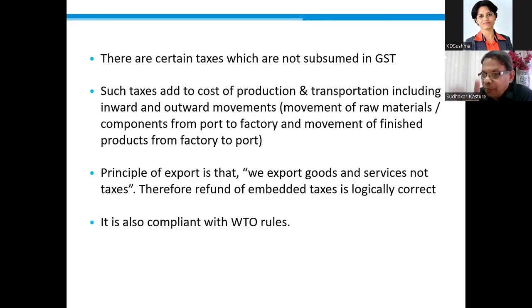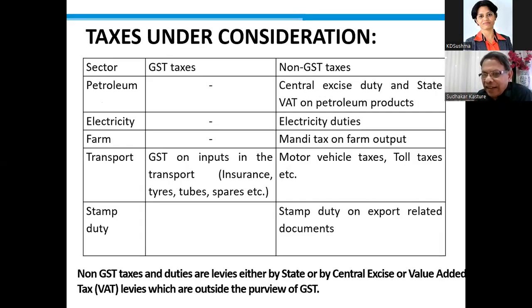Again, this is based on principle, so this is logically correct. This is also compliant with WTO rules. Now, which are the taxes considered normally under this scheme? The taxes considered are central excise duty and state VAT on petroleum products, and electricity duty. When you manufacture goods, you use electricity. If that electricity has taxation involved, coal cess is there, diesel and petrol taxes are there for generation of electricity. If your product is a farm product, then mandi tax is there.